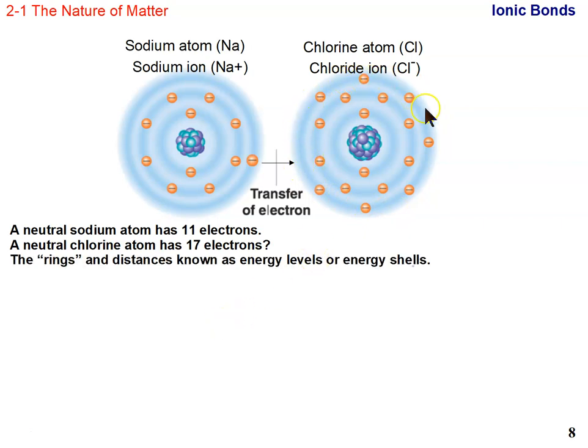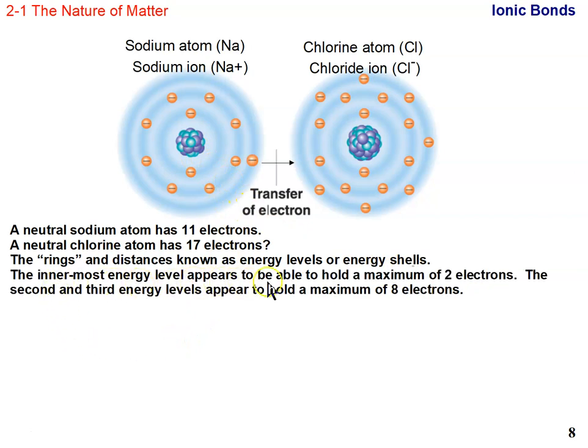And that's also referred to as the valence level. You'll also see these referred to as shells. So the first energy shell, second energy shell, third energy shell. So the rings and distances are known as energy levels or energy shells, right? The innermost energy level appears to be able to hold a maximum of 2 electrons. You'll notice that both of these have only 2 electrons in the first energy level. The second and third energy levels appear to hold a maximum of 8 electrons.